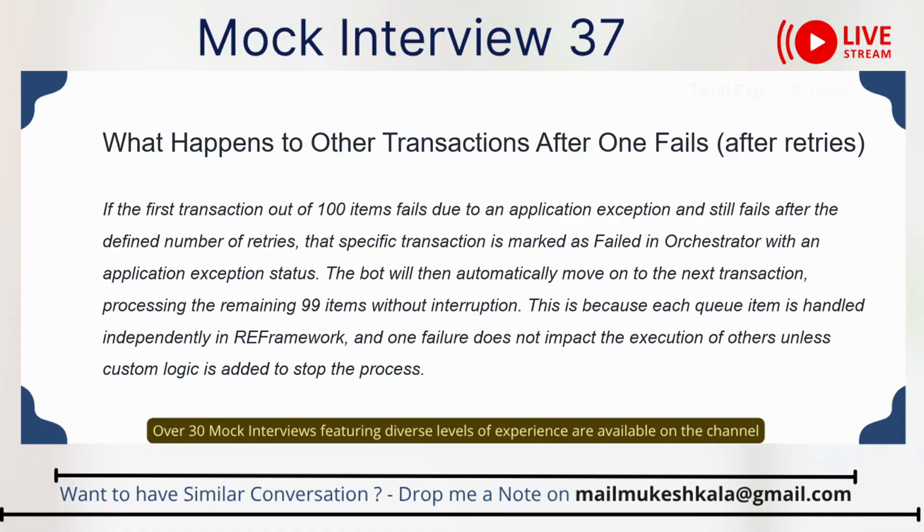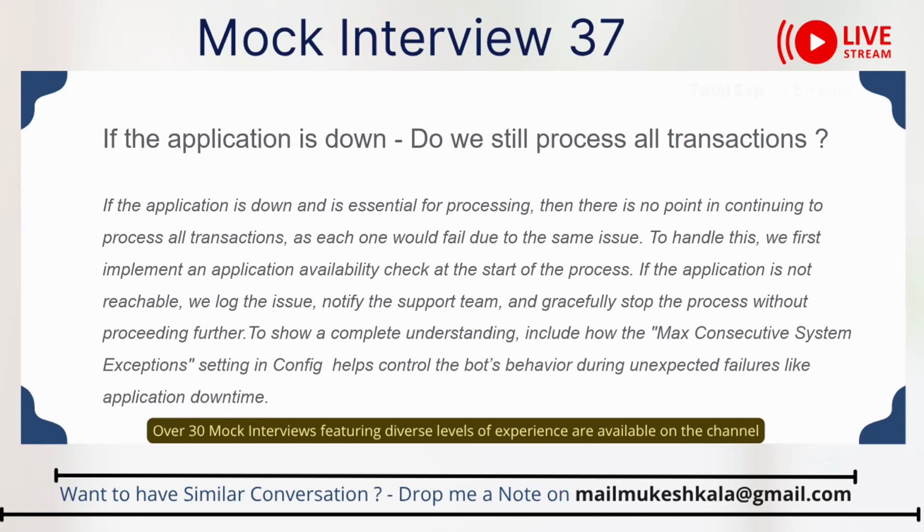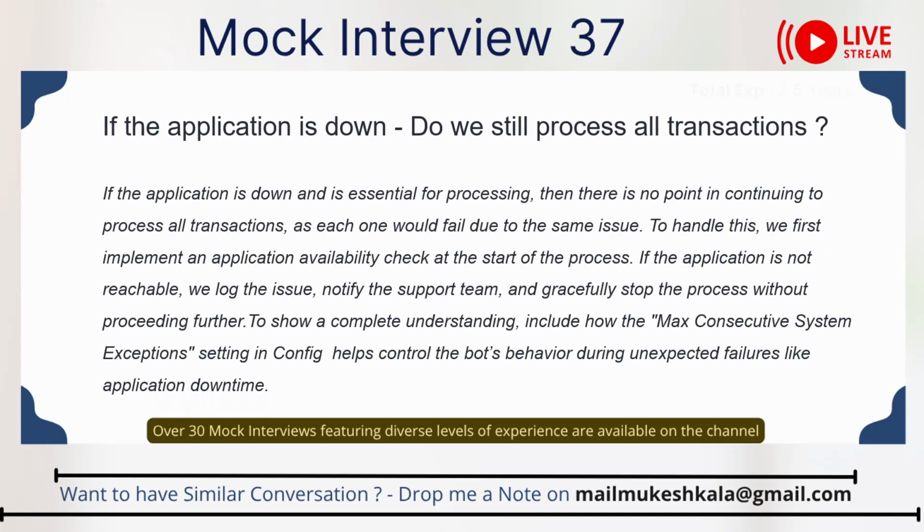I'm talking about the remaining transactions. Transaction number one failed, retried, and failed again. What happens to transaction number two? It will go to number two and try again. So basically two will fail, go to three, three will fail, go to four, four will fail. If I have 100, all the hundreds are going to fail. Is that correct? As a developer, do you think that implementation is correct?